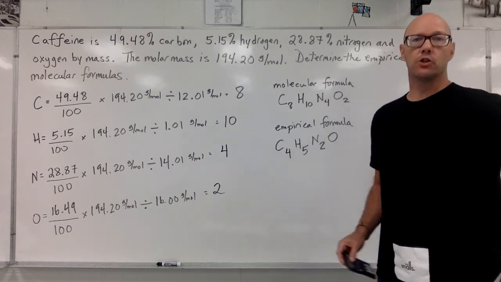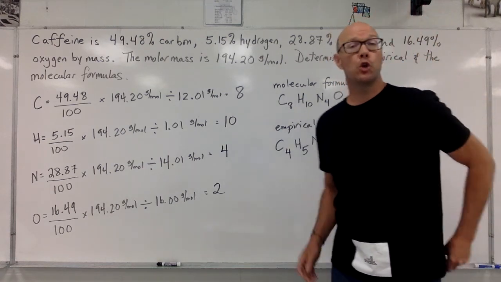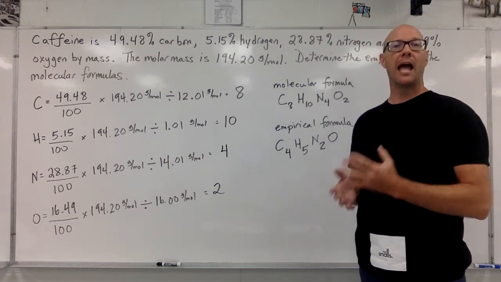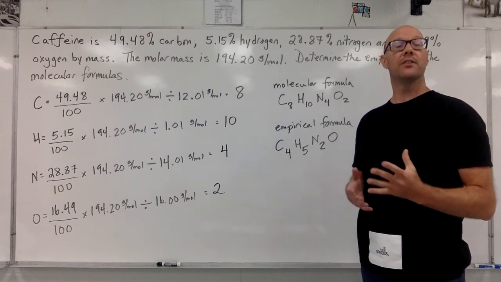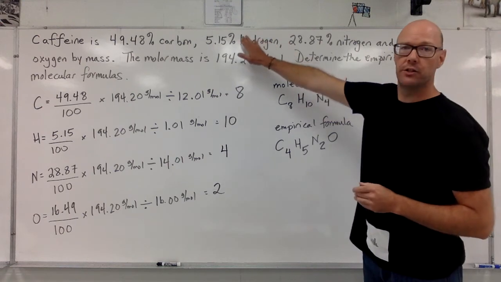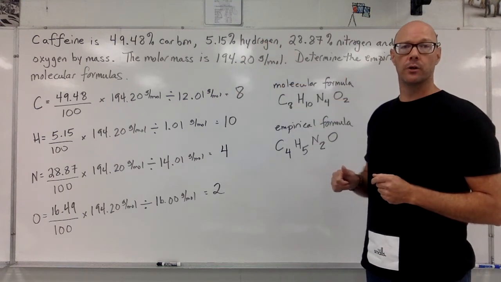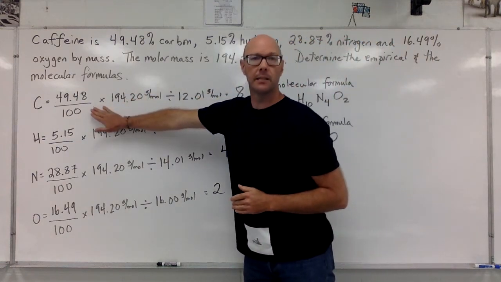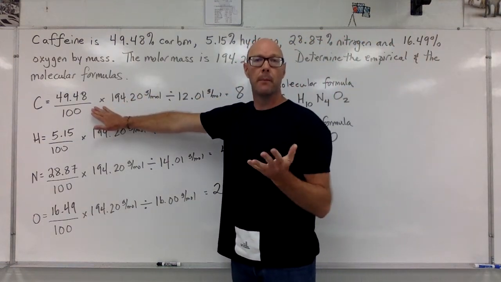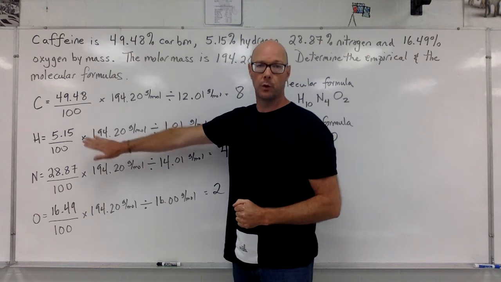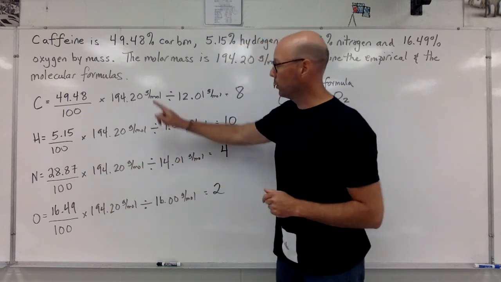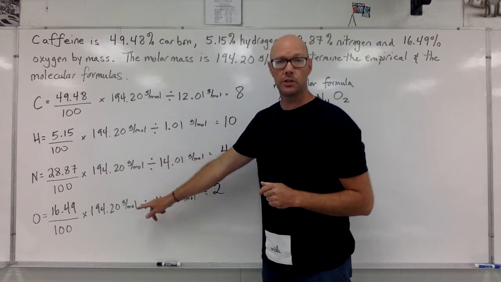Questions that ask us to derive the formula come in two big styles. One style gives us a bunch of masses and the molar mass, and this style has percentages and the molar mass. Here, when we have percentages, our first step is to convert them into decimals by dividing by 100. We did that for each element. And then we multiplied by the molar mass. It was the same each time.